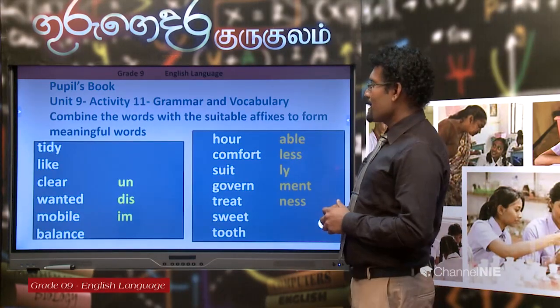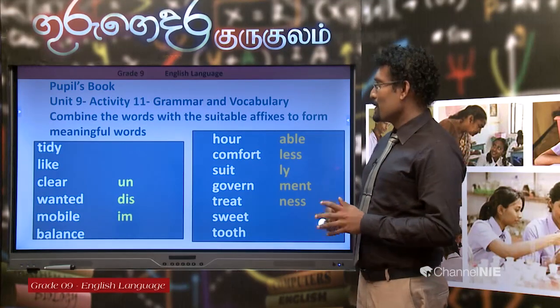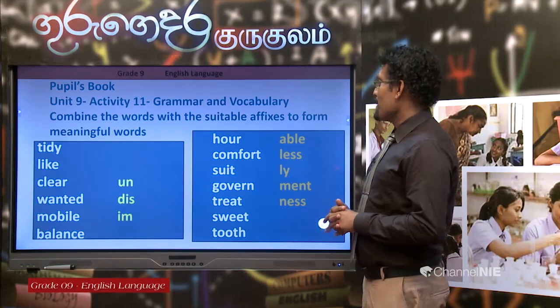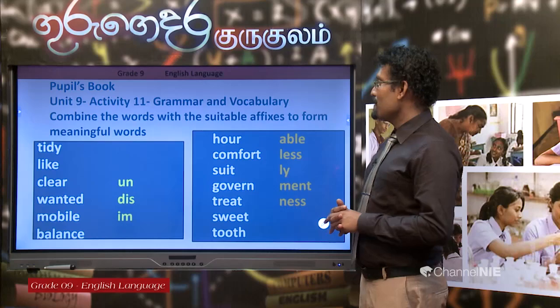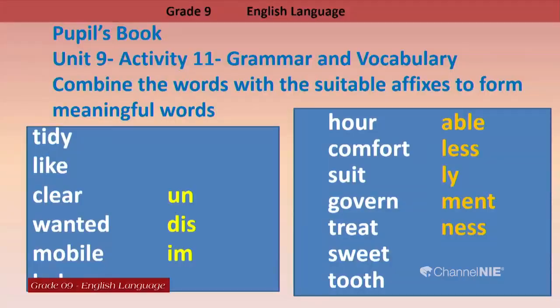Right, there is another activity from your Pupil's book, Unit 9, Activity 11, Grammar and Vocabulary. Combine the words with the suitable affixes to form meaningful words. You have two boxes here. To the left side you have the base words and to the right side you have those affixes: tidy, like, clear, wanted, mobile, balance.